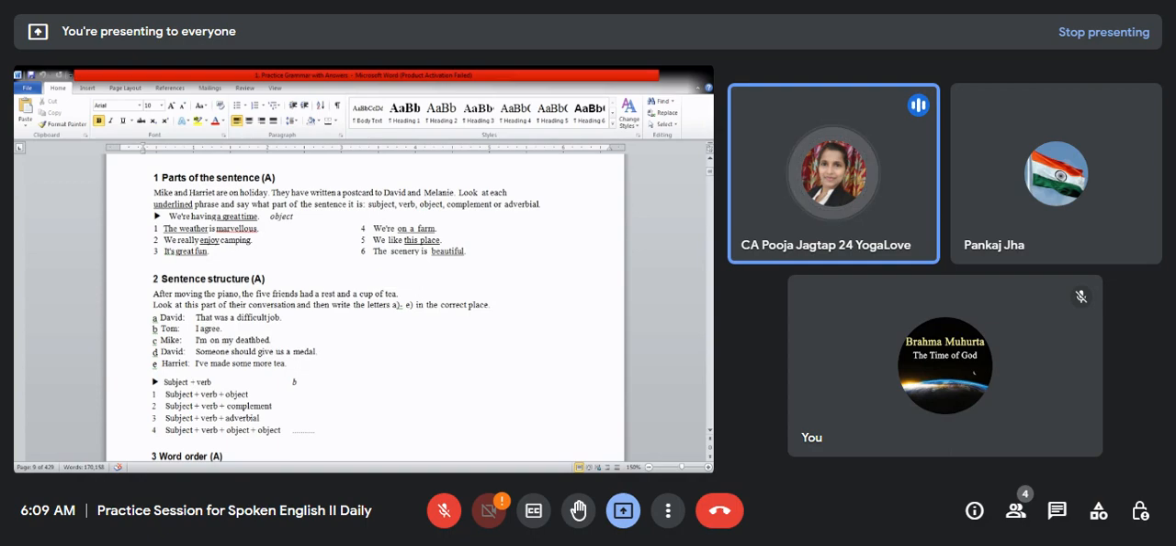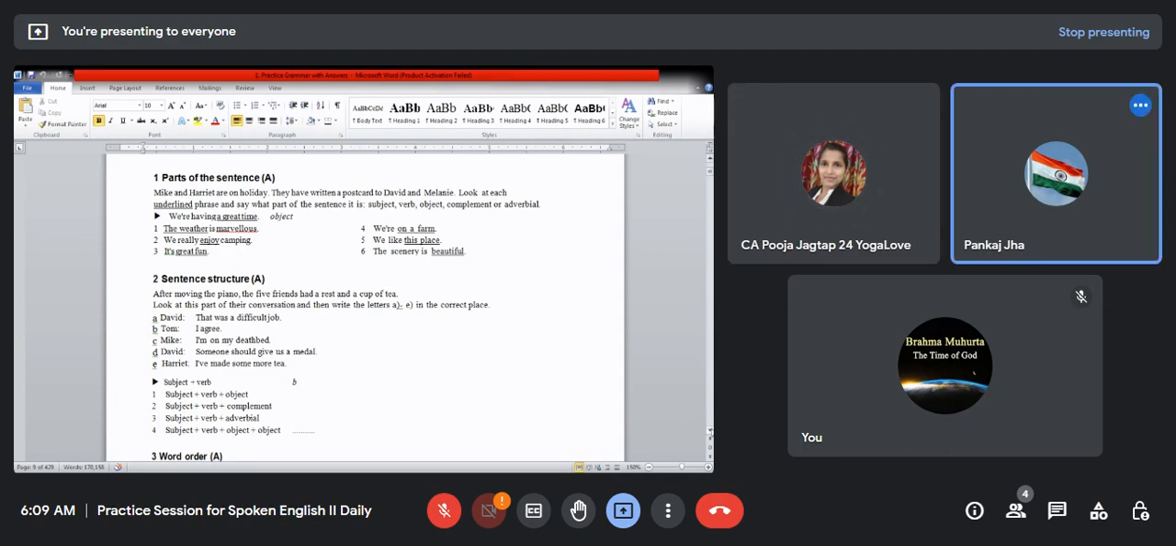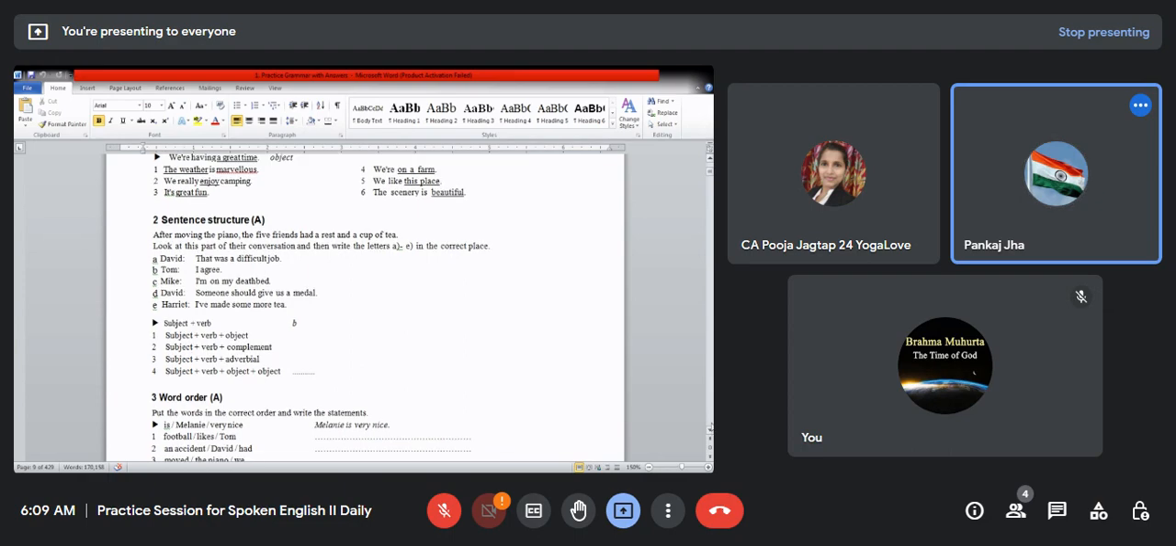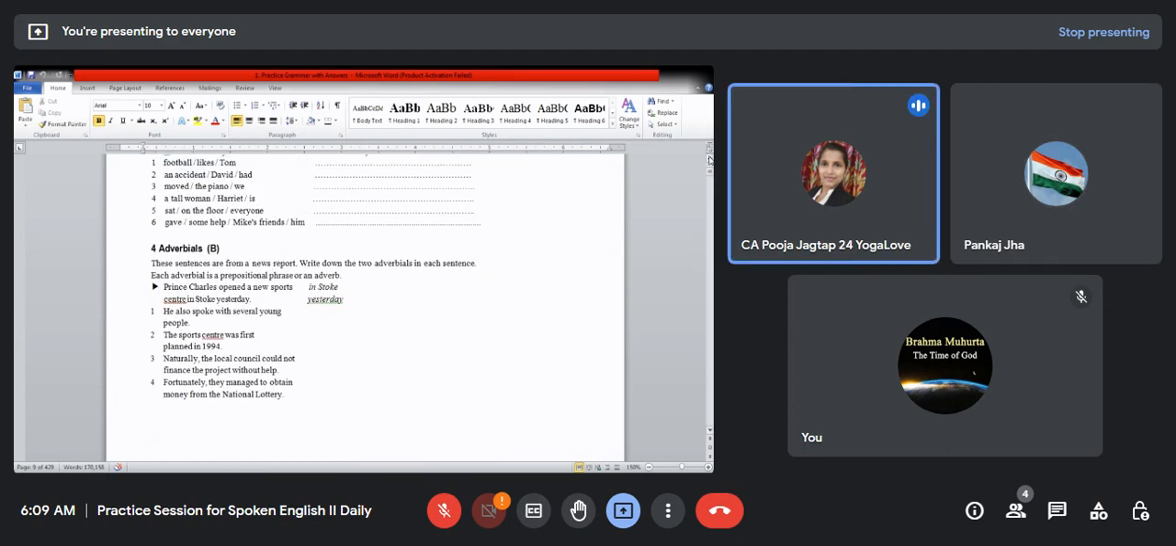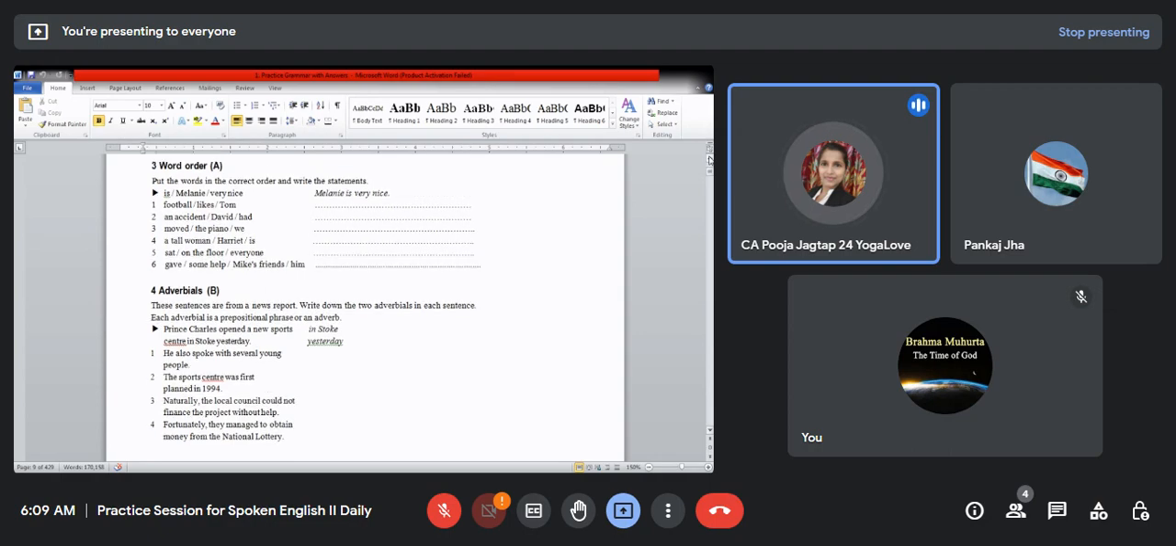Third, word order. You see, the first example is there. Is Melanie very nice? So the sentence is Melanie is very nice. Words are given in a different order. You have to form a correct sentence.